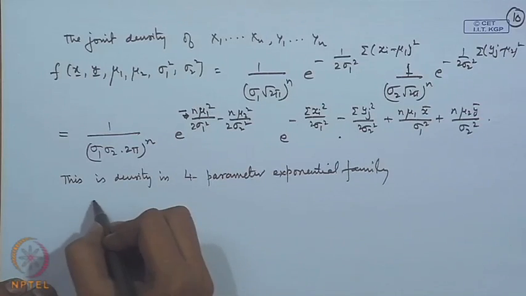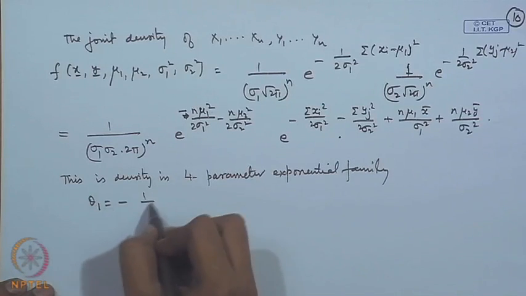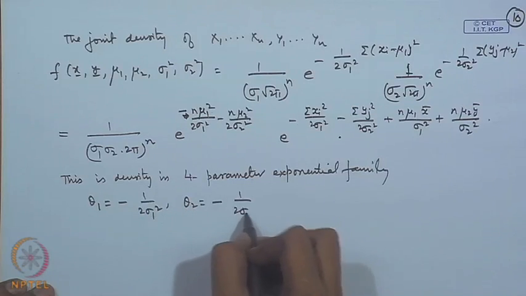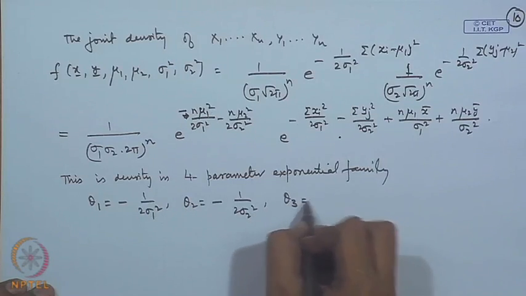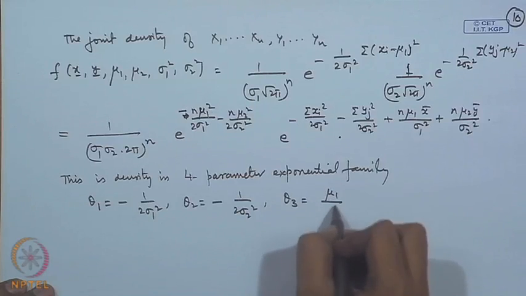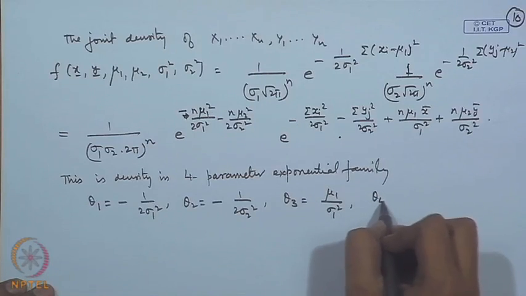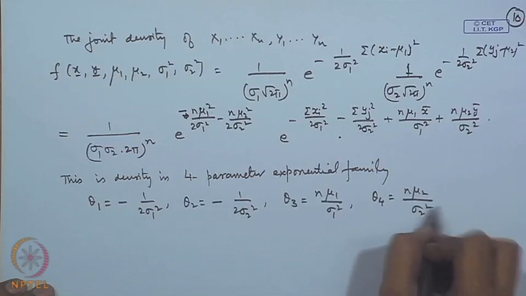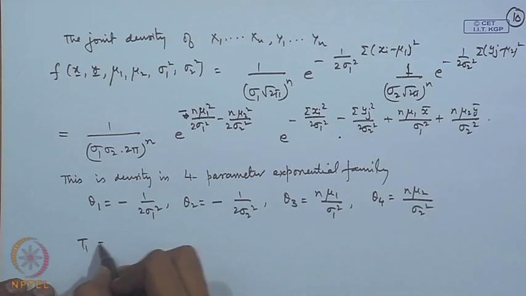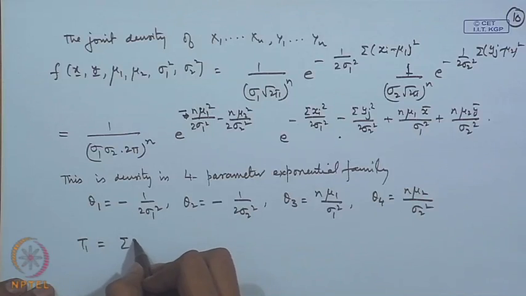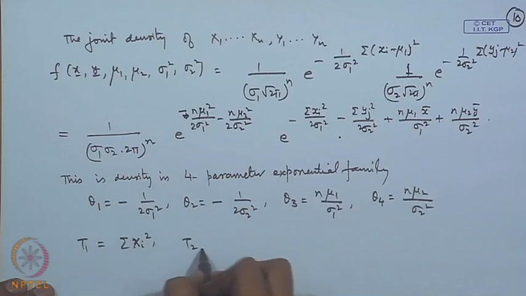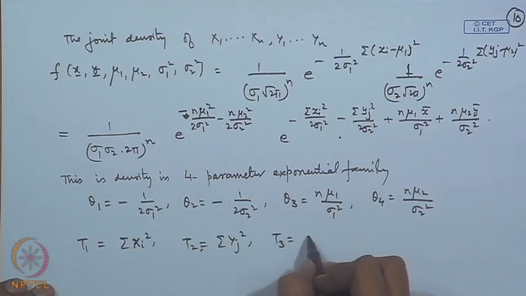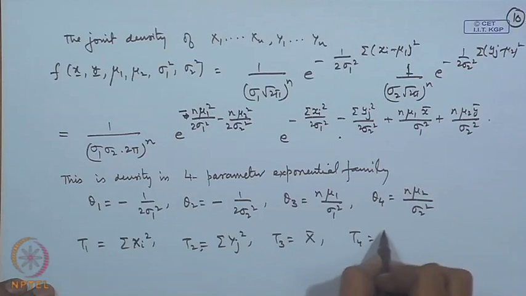We may write, say, theta 1 is equal to minus 1 by 2 sigma 1 square, theta 2 is equal to minus 1 by 2 sigma 2 square, theta 3 as say mu 1 by sigma 1 square, theta 4 is equal to mu 2 by sigma 2 square. We may write T 1 as sigma x i square, T 2 as sigma y j square, T 3 as x bar, T 4 as y bar.